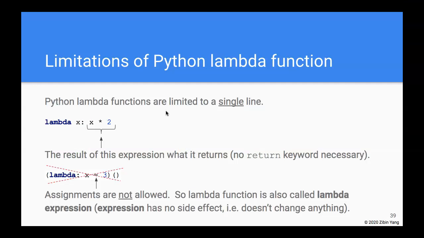Now, Python's lambda functions have some limitations. The biggest one is that they're limited to a single line, or a single expression, really. The result of this expression is, as we said before, what the lambda function returns. That's why we don't even need the return keyword as we would for a normal function. So that's one limitation.